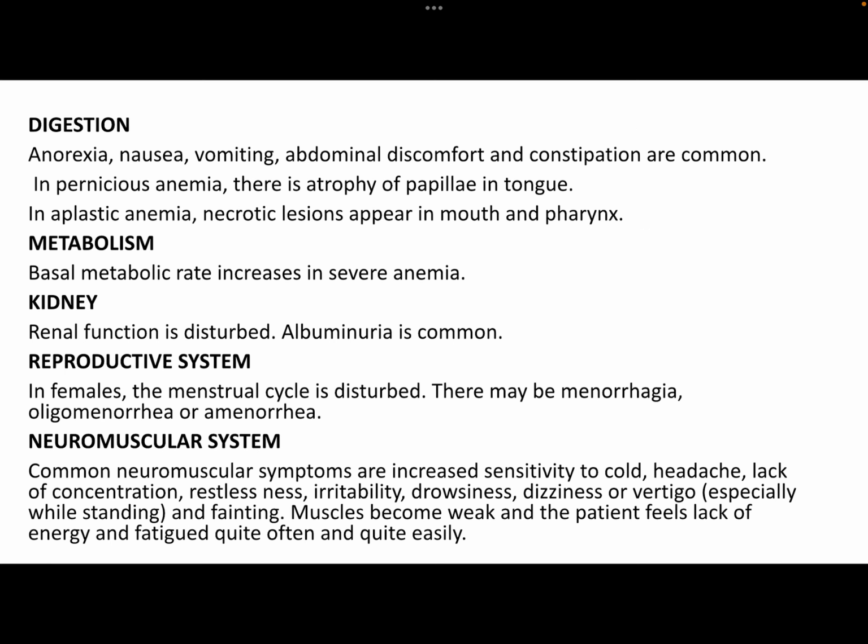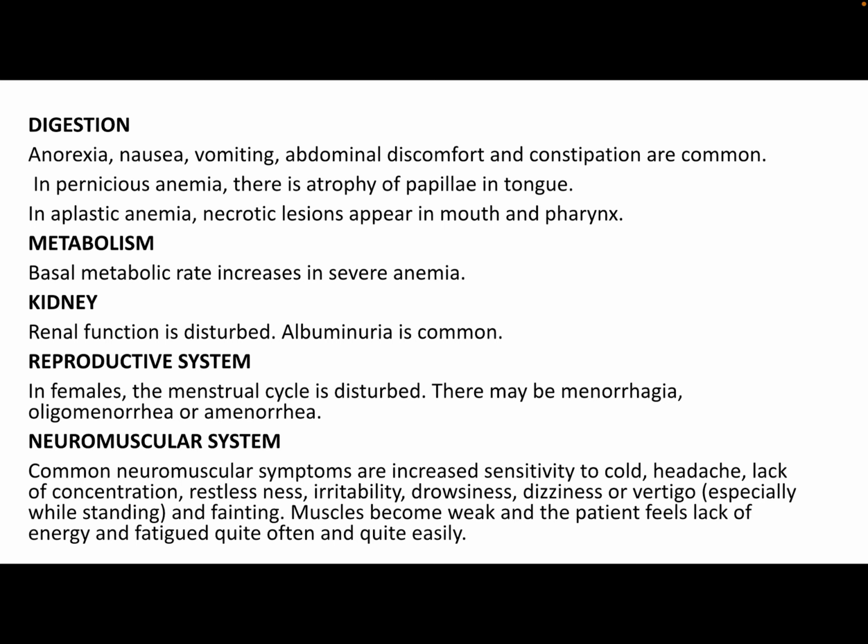And in the digestive system, there will be anorexia, nausea, vomiting, abdominal discomfort, and constipation. And in pernicious anemia, there is atrophy of papillae in the tongue, and in aplastic anemia, necrotic lesions appear in the mouth and pharynx. Coming to metabolism, the basal metabolic rate increases in severe anemia, and the renal functions are disturbed, also known as albuminuria.